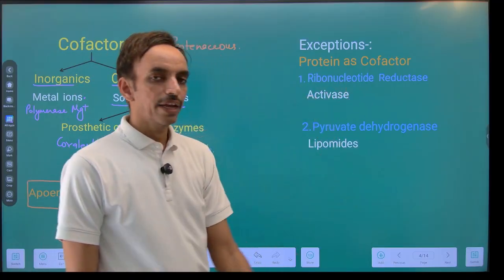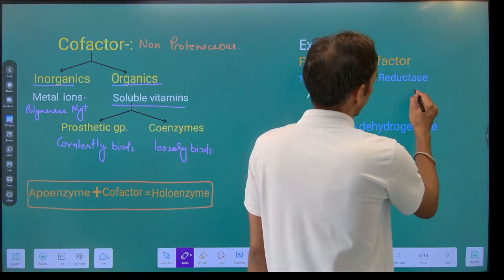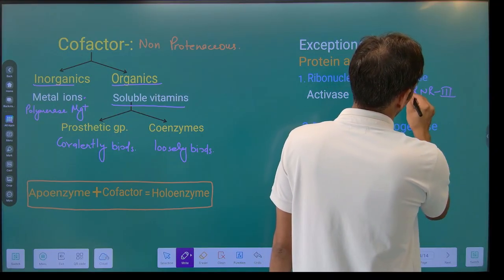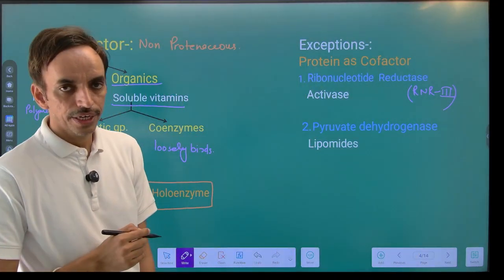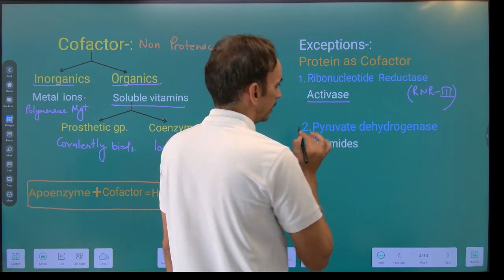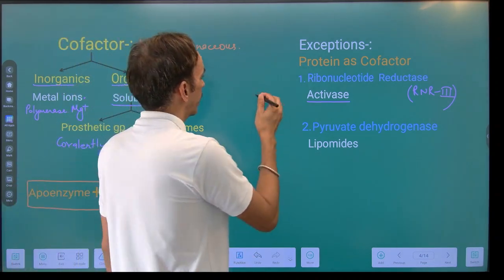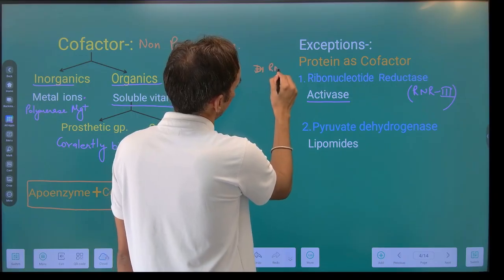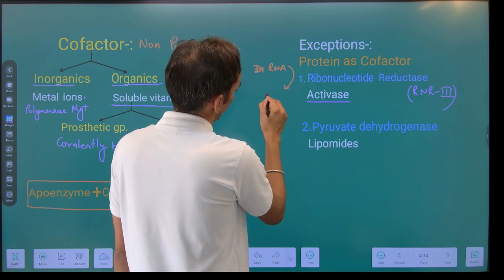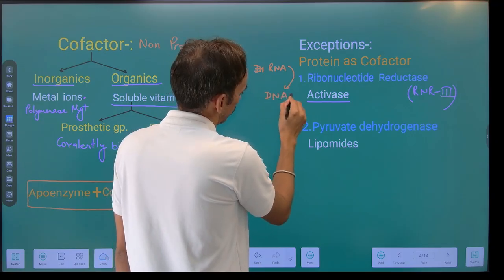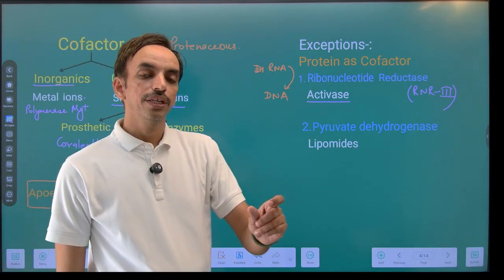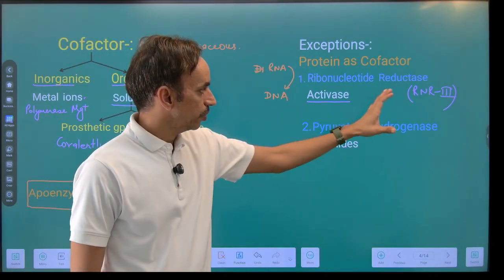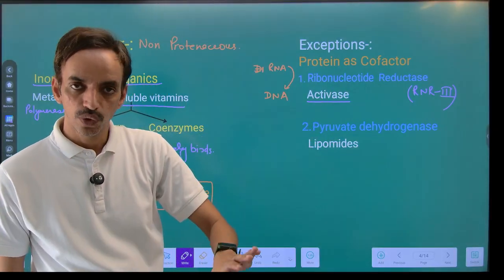Number one is ribonucleotide reductase, that is the RNR third category. This RNR third requires activase. Activase is a protein cofactor to carry out the conversion of ribonucleotide into deoxyribonucleotide, RNA into DNA, by removing the oxygen atom from the 2' position. So ribonucleotide reductase requires activase protein as a cofactor.